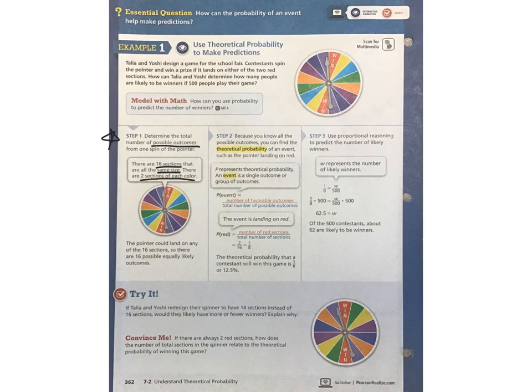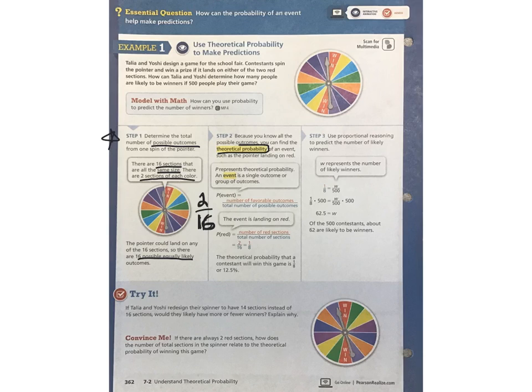Since there are two sections of each color, then the spinner has a 2 out of 16 chance of landing on any of those colors. Looking at the spinner, each color appears twice in those 16 sections. And because it could land on any of the 16 sections, each of those is equally likely to happen.